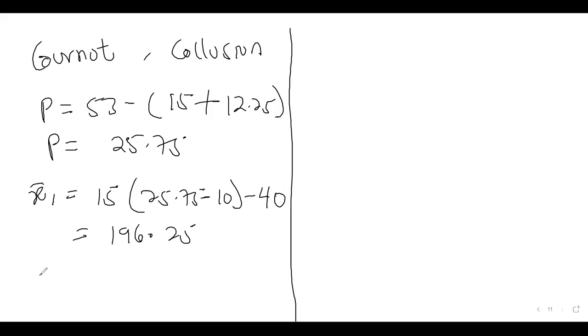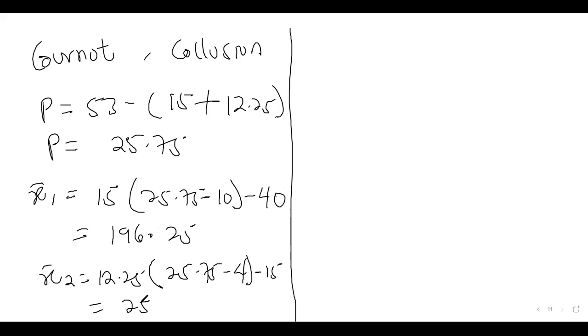196.25. Then M2, once he plays Collusion, his output is 12.25, his price is 25.75. And then remember, once he plays Collusion, his marginal cost will now become 4, minus the fixed cost of 15. So once we do this, the profit will be 251.4375.